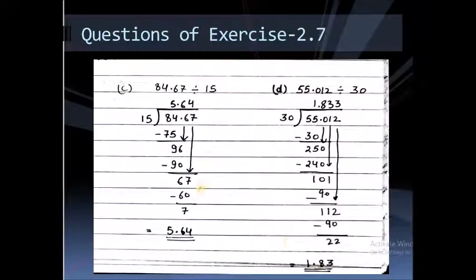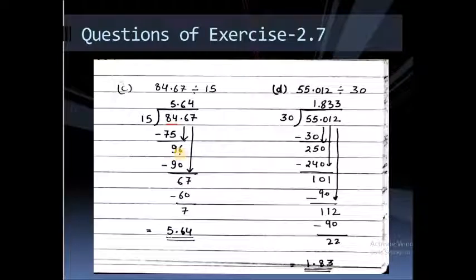Next, part C. Again you have to do the division. 84, nearest to 84, because this is the whole part. Nearest to 84 in the table of 15 you have 75. This will go 5 times. When you subtract both of these you will get 9. Again, after solving these two digits, my decimal point is here, so you have to put the decimal point in the quotient. Then only you can note down this 6.